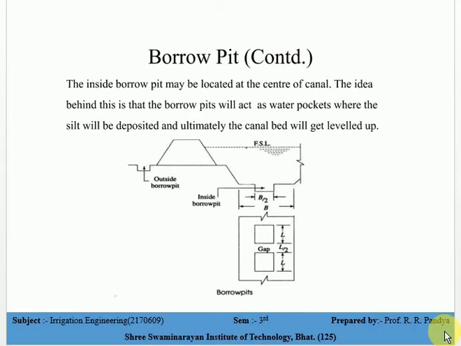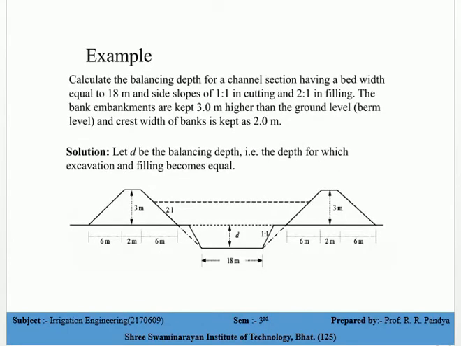Okay, now let's jump to the design of the most economical section. So let's see the example. Please concentrate because you have to write this example on your own. The example is: calculate the balancing depth for a channel section having a bed width equal to 18 meter. So the bed width is 18 meter, and the side slope is 1 to 1 in cutting and 2 to 1 in filling.